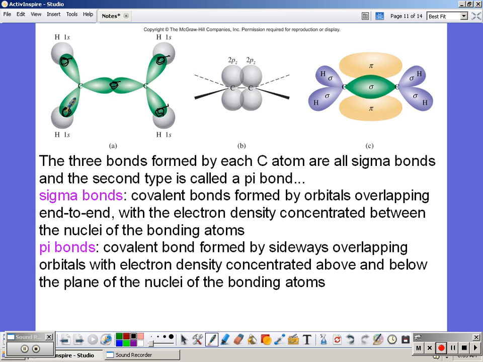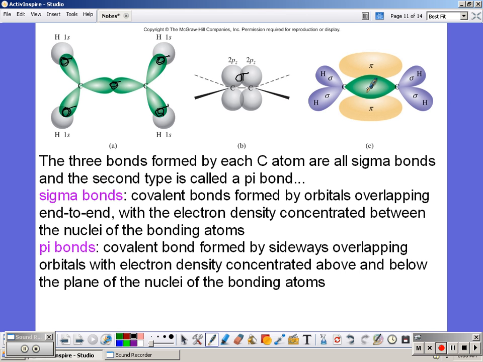A pi bond is a covalent bond formed by sideways overlapping orbitals with electron densities concentrated above or below the plane of the nuclei. So in picture B, that 2pz that was not hybridized is overlapping. So this would be our pi bond. If we put them all together, this is what the structure would look like. You have your 2 carbons, you have the sigma bond, and then you have a pi bond.